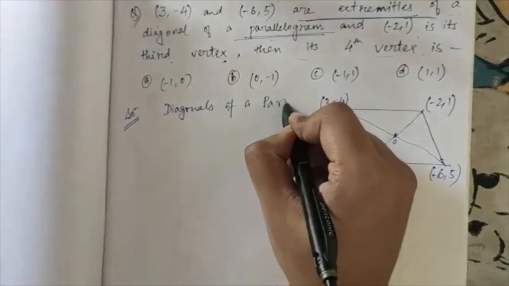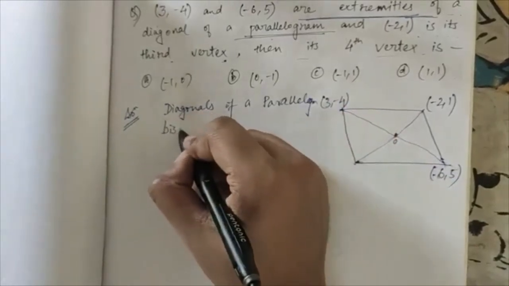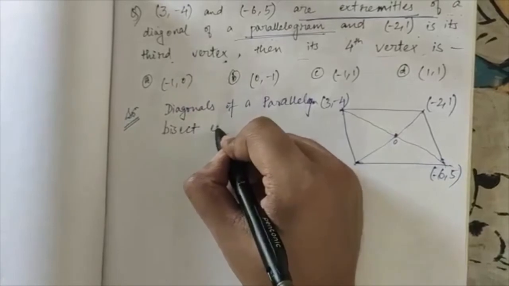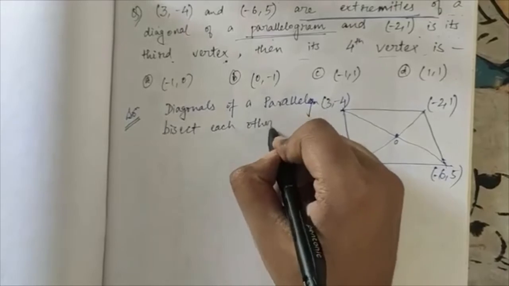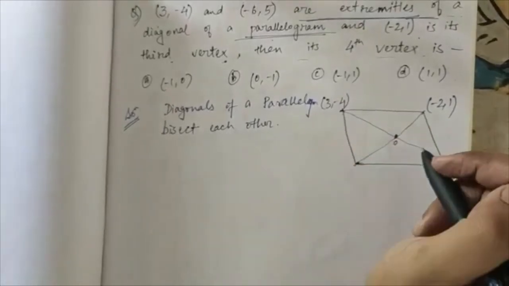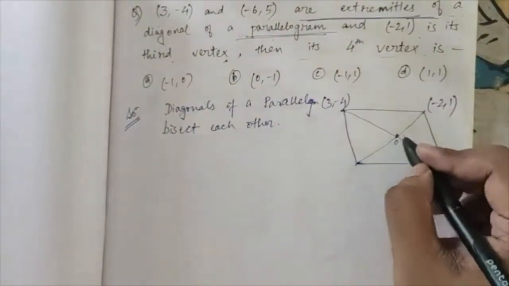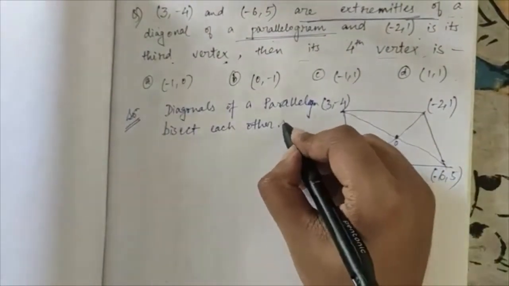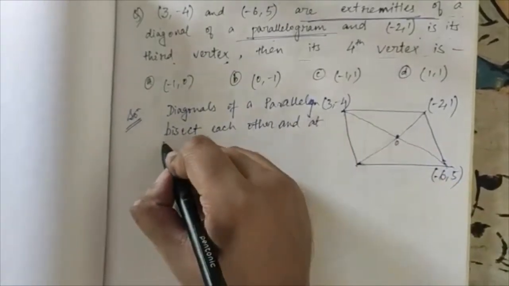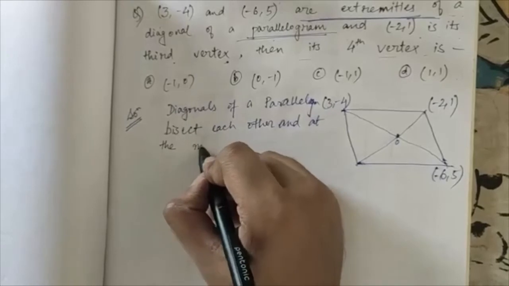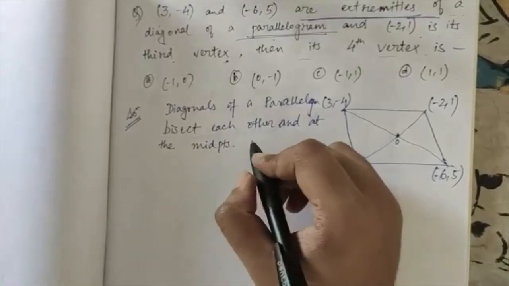We know that diagonals of a parallelogram bisect each other at their midpoints. A diagonal is a line segment which has a midpoint, and that midpoint is the point of intersection of the two diagonals in a parallelogram. So to be precise, we can state this as: diagonals of a parallelogram bisect each other at the midpoints. So what will be the midpoint here?